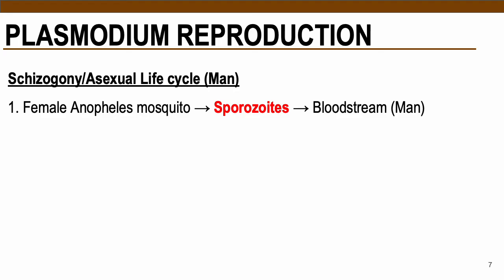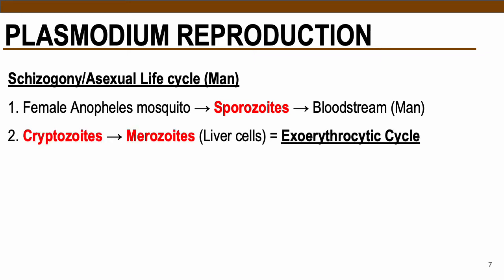Upon entering the body of humans, the sporozoites are carried through the peripheral blood or bloodstream to the parenchymal cells of the liver. Inside the liver cells, the sporozoite will develop into cryptozoites, just like here on this bullet. In the liver cell, cryptozoites will multiply, and this is what we call the exoerythrocytic cycle. From the word exo, that means outside. So this is outside the red blood cell. In this cycle, it's not the red blood cells that are being attacked, but rather the liver cells.